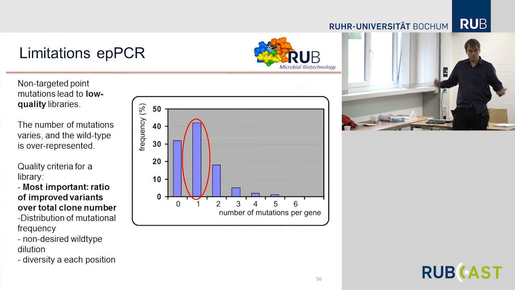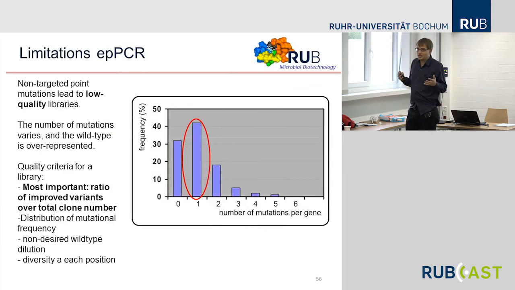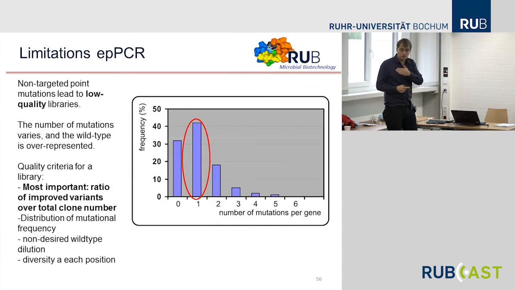If you're too heavy, with too many mutations per gene, you kill the enzyme. If you have too few, it's very difficult to get multiple mutations. So this is something you should try out. But what we want is a uniform distribution. This is a realistic distribution. So this is what we want, 1.